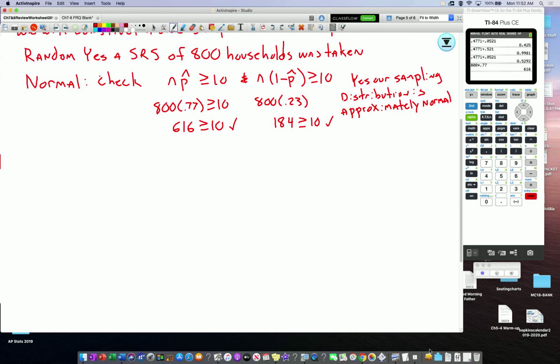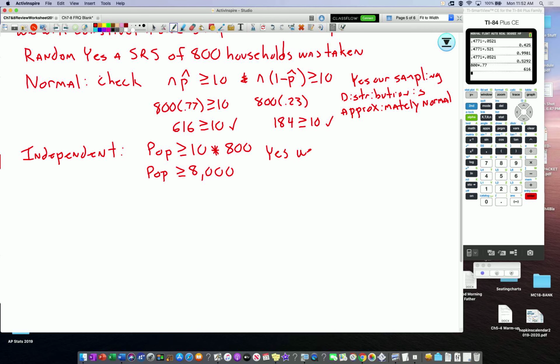All right, now independent. I need to check: is the population greater than 10 times my sample? So is the population greater than 8,000? We're going to say yes. We will assume there are 8,000 households in the population.